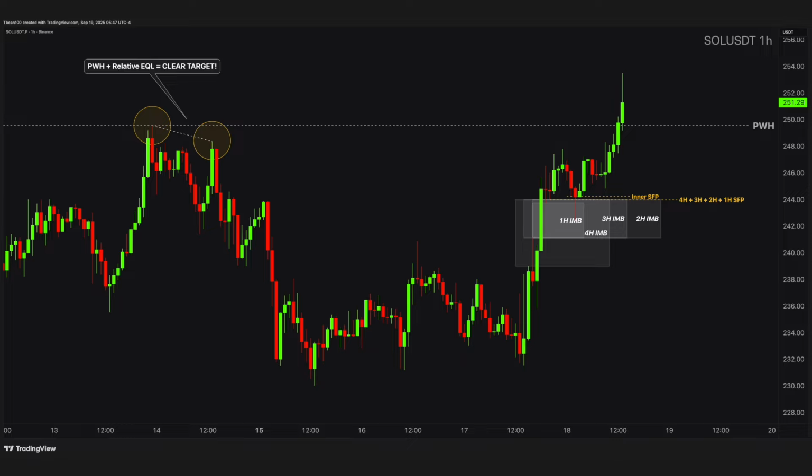This is the exact zone where the price strongly fueled up before making its move upward. And if you look just above, you will also notice another cluster of equal highs forming very clearly. So now we are not only watching the previous week's high, but almost triple equal highs stacked on top. That gives us even more reasons to expect the price to continue pushing upwards.